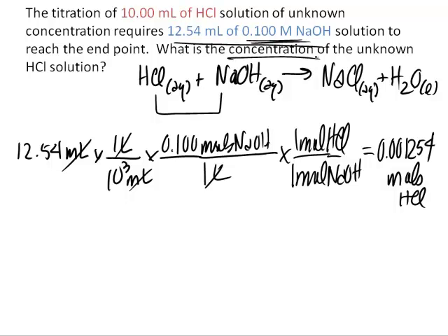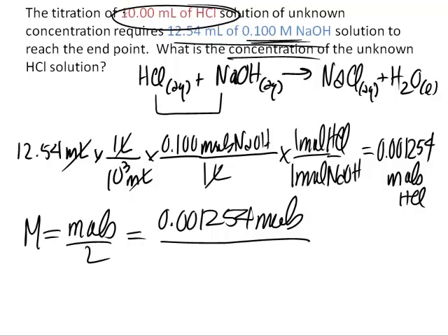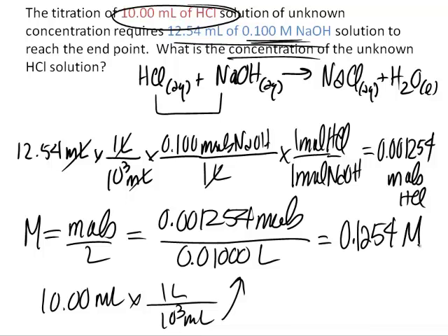Okay, what do I want my answer to be? I want to know the concentration of my acid solution now. So I want to calculate the molarity, and that is, of course, moles per liter. I know how many moles of HCl I have. Okay, what's my volume in liters? Well, I started out by pipetting 10 milliliters of HCl, so my volume is 10.00 milliliters. And I just convert that into liters, and that's going to give me 0.1000 liters. And so the concentration of my acid solution is 0.1254 molar HCl.